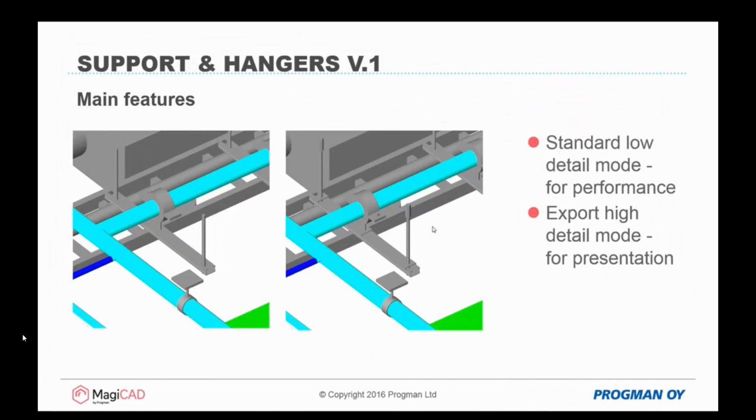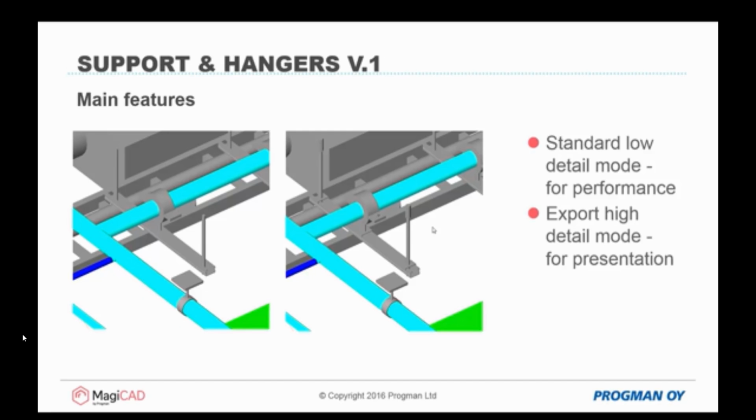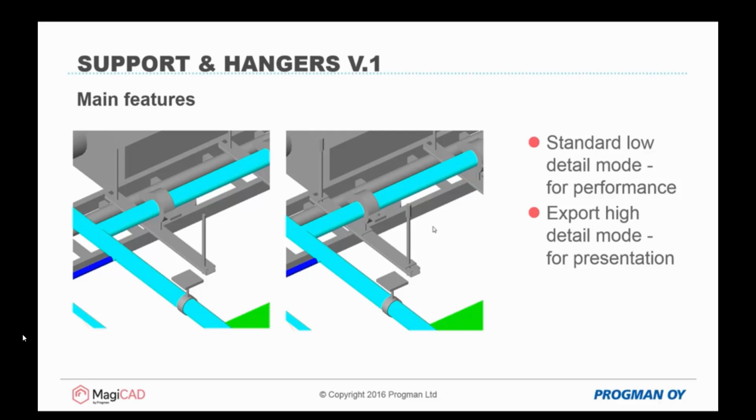To keep the performance as good as possible in a project with maybe thousands of hangers, the detail level of each hanger has been kept to a minimum. But there's also a feature in the software to export the supporting hanger in high detail mode for the manufacturer specific supporting hanger types. So if there's a need to support the high detail model, that is also a possibility that exists.